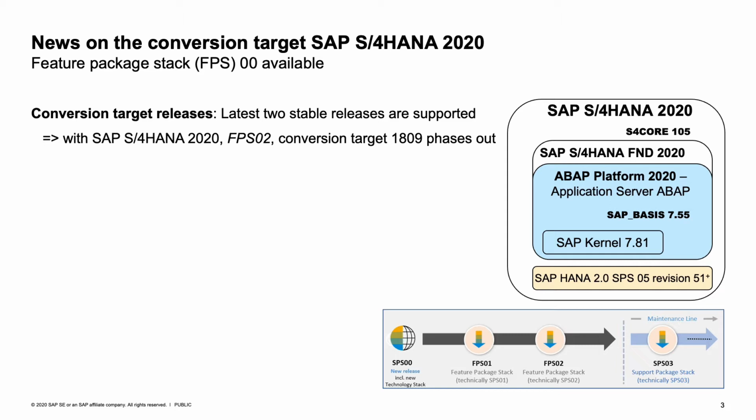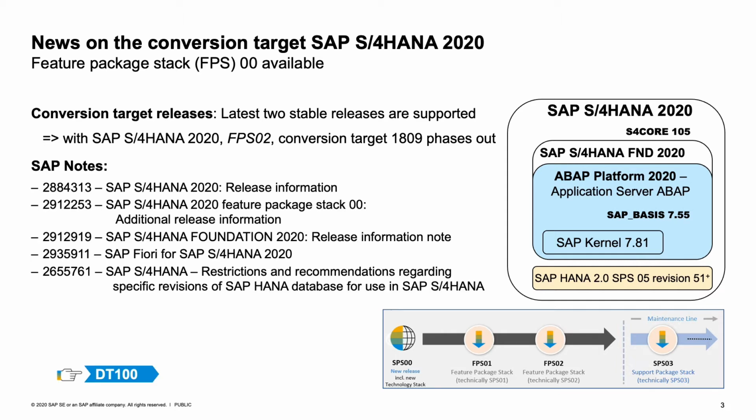If we break this down to SAP S/4HANA 2020, you see on the slide, as soon as the feature package stack 2 will be available in the future, we will have the S/4HANA 2020, we have S/4HANA 1909, and 1809 will no longer be supported for a conversion. Especially take this as a note, it's only relevant for conversion, not for new installation, a new implementation, or the selective data transition. That will be in the future. So currently we have 1809, 1909, and 2020 as valid target releases.